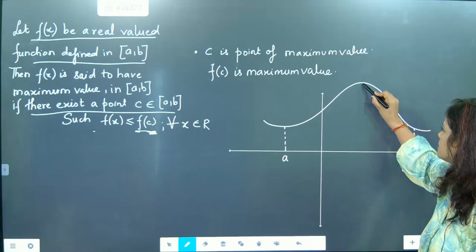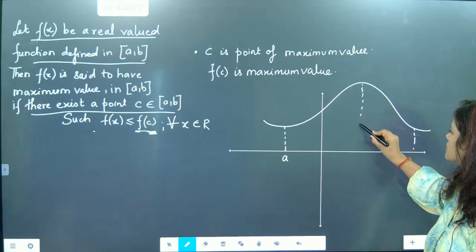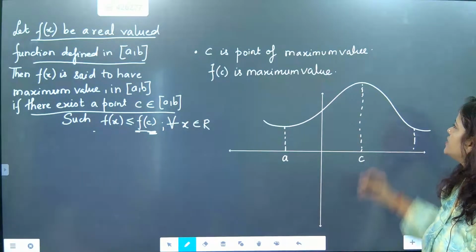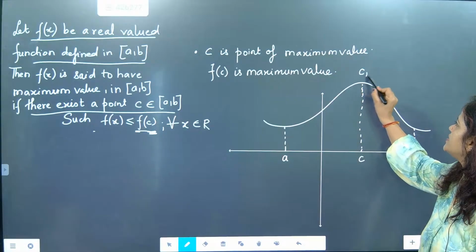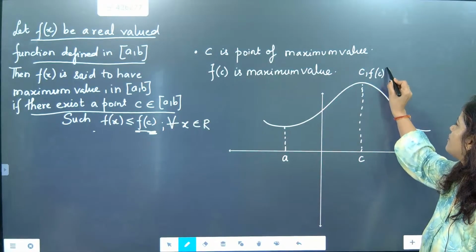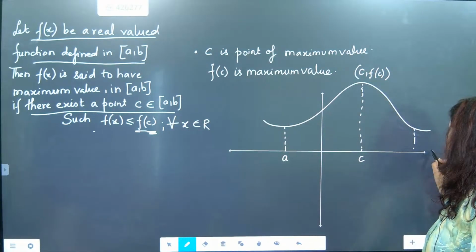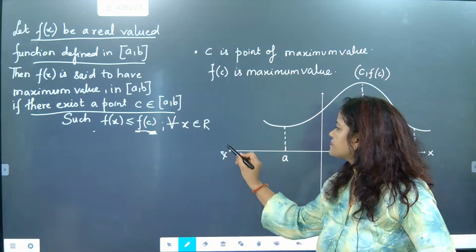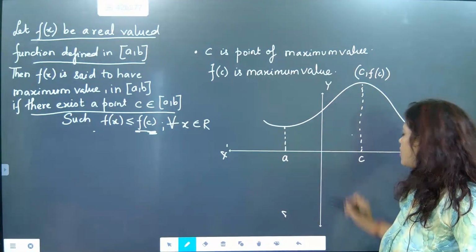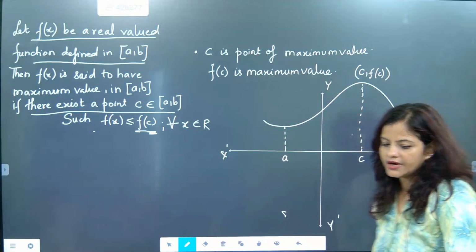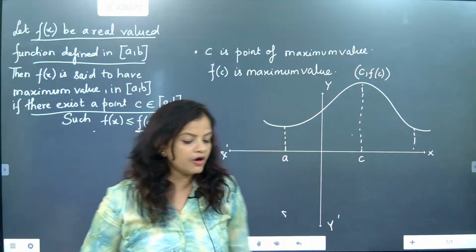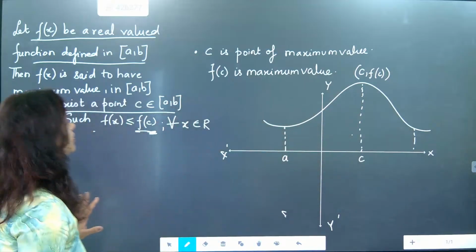C. Understood? So here when you are putting C, you are getting f of C, which is the maximum value. This is the x-axis. And this is describing what, beta? This is the maximum value. Understood? This is exactly when you are getting the maximum value. I hope you might have understood this one.